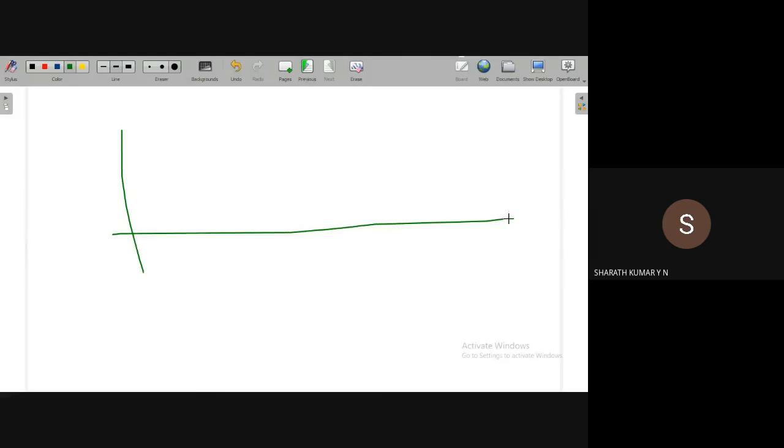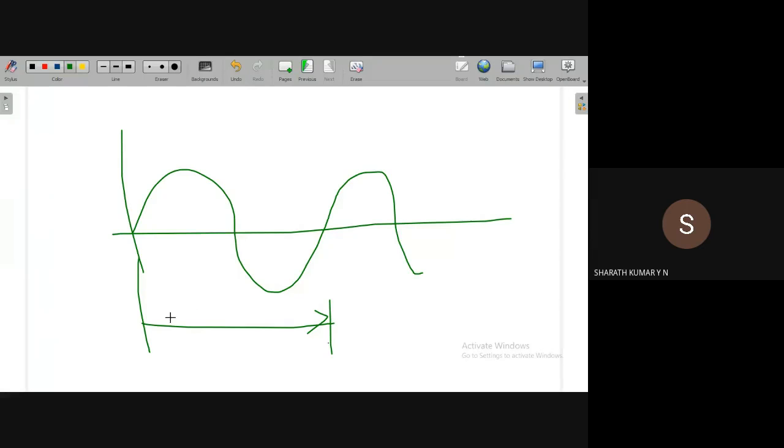What happens with the frequency is this. Let us take a sinusoidal waveform, for example. Let us say this is the time period T. For a given T, let us say the frequency is f. For a given frequency, we have to find out the minimum and maximum time period. Based on the time period, we have to design the values of resistance and capacitance.